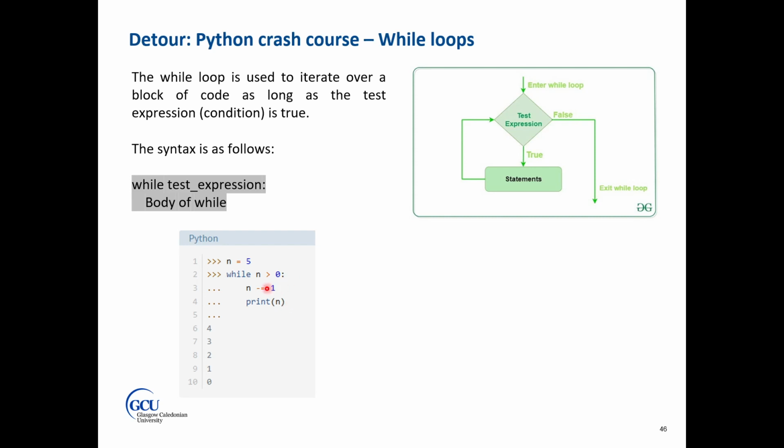Eventually, n is going to be 1. So imagine that n is 2. So we enter the while loop. Now n is going to be 1. And now we print 1. Fine.